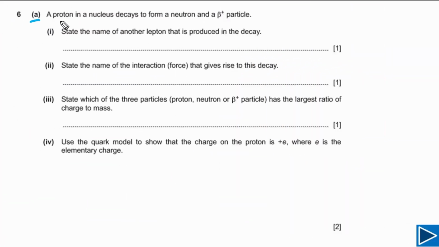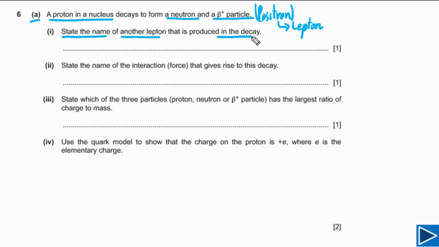For part A, it is given to us that a proton in a nucleus decays to form a neutron and a beta plus particle. Beta plus particle in fact is a positron, the antiparticle of the electron, and this positron is a lepton. So we need to understand that the positron belongs to the lepton family. For part 1, we need to state the name of another lepton that is produced in the decay.